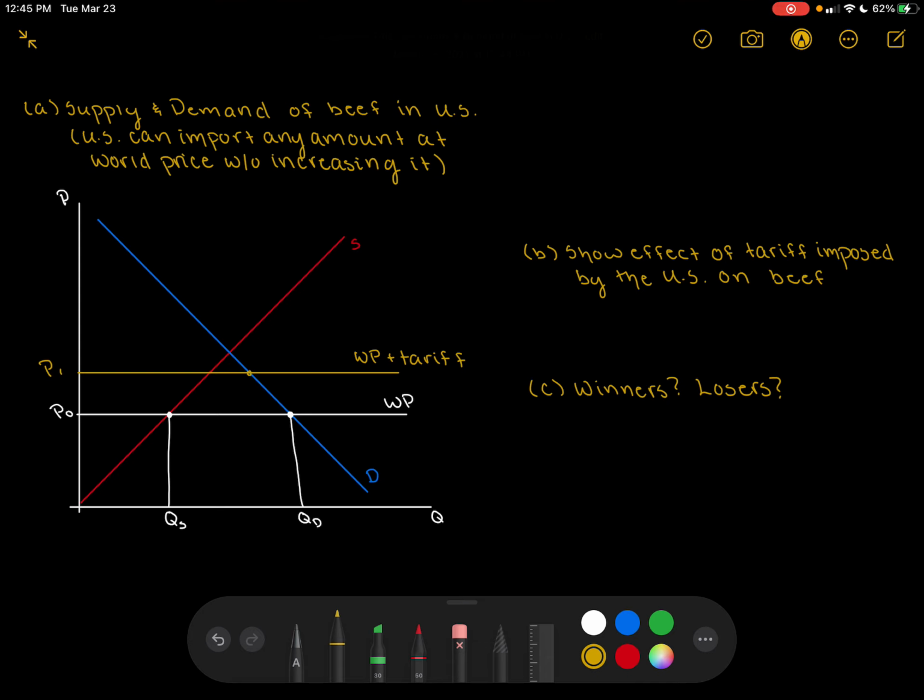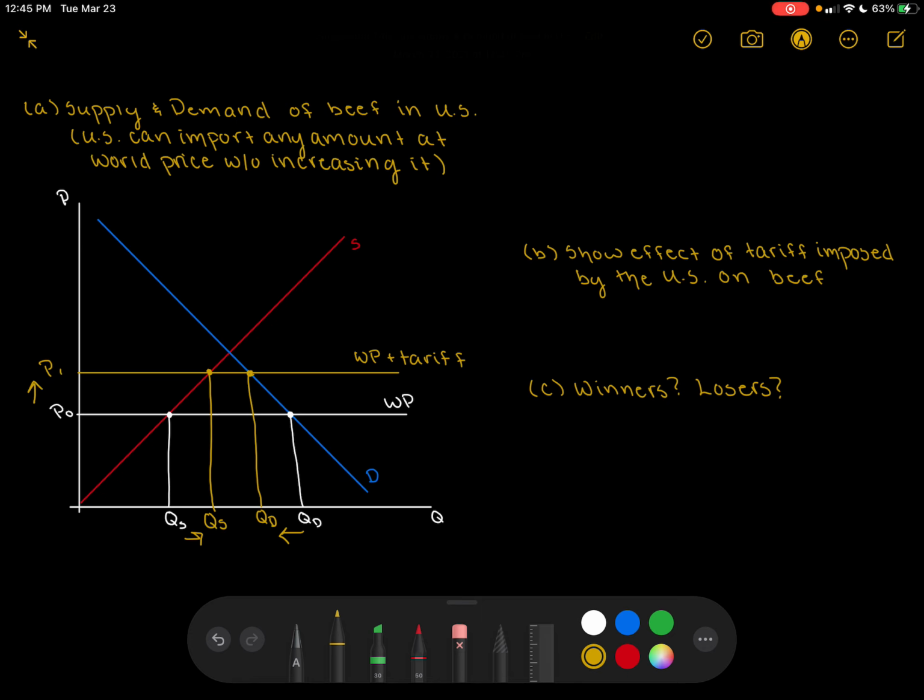So from what we see here is that our quantities are changing as well. Our quantity demanded has gone down, and that's simply because consumers don't want to pay that additional price, right? And our quantity supplied has increased. And we know that it's increased because all of a sudden our producers are producing more to make up for that lack of imports. So these are the domestic producers in this case. So we can see here that the effect of this tariff on beef imports has increased our price, increased the quantity of beef supplied, but decreased the quantity demanded.